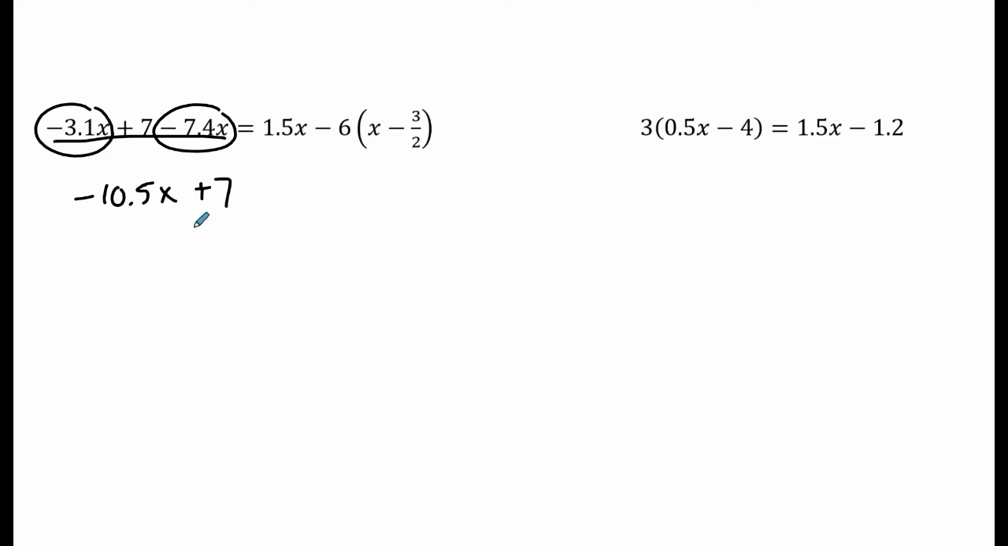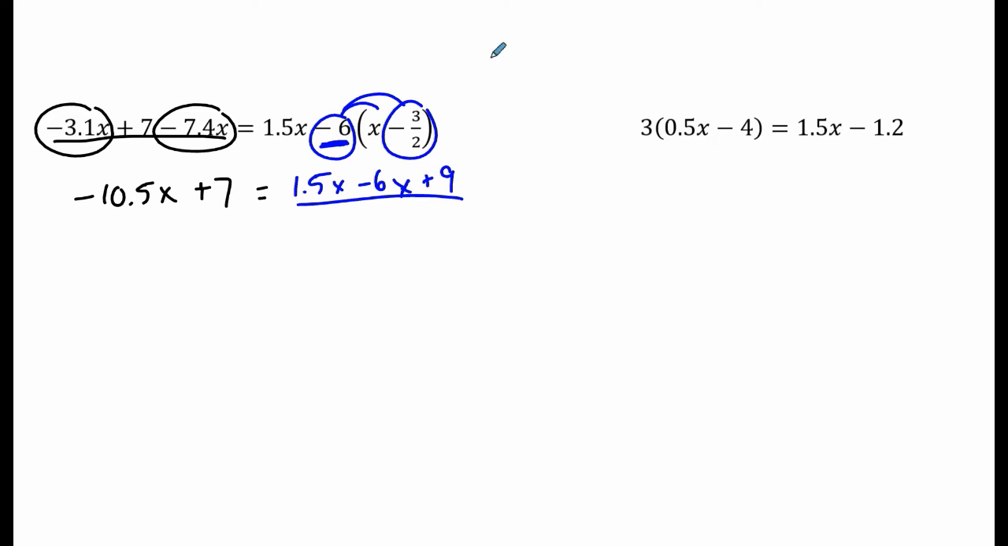Please use a calculator to check your decimal arithmetic. Please, please, please. Equals, okay, we're applying the distributive property again. I'm taking that negative 6 and distributing it into that binomial. 1.5x minus 6x, negative 6 times negative 3 halves gives me positive 9.